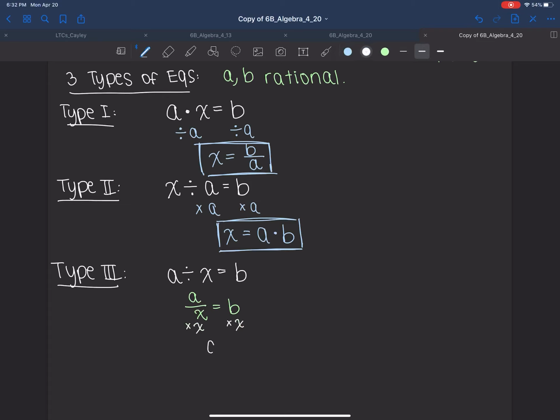So this tells us now a is equal to b times x. And after this point, we finally get something that looks familiar. Now x is equal to a over b.